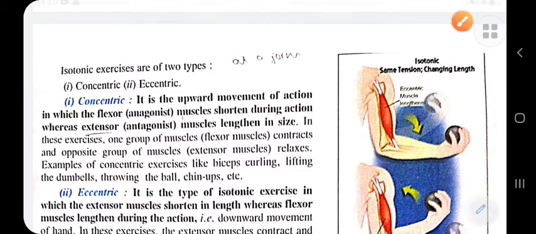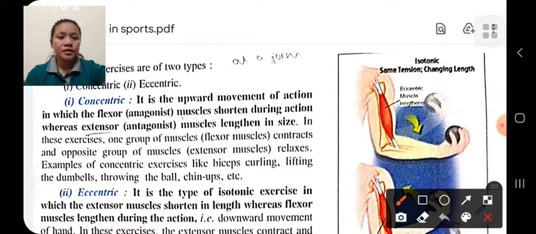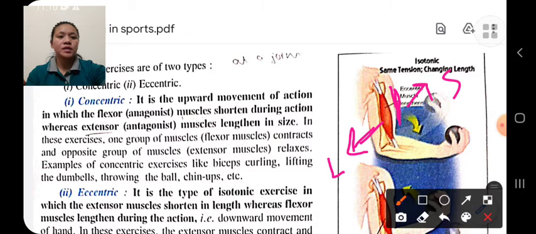Look at the image here. This is the flexor muscle. The length of the flexor muscle becomes short, and the length of the extension muscles increases.